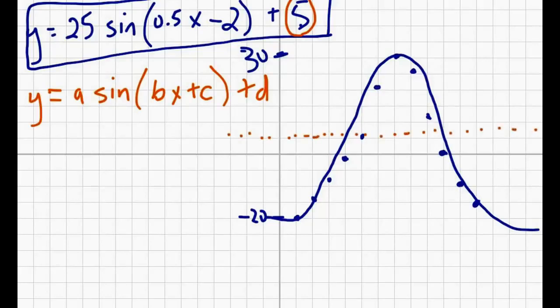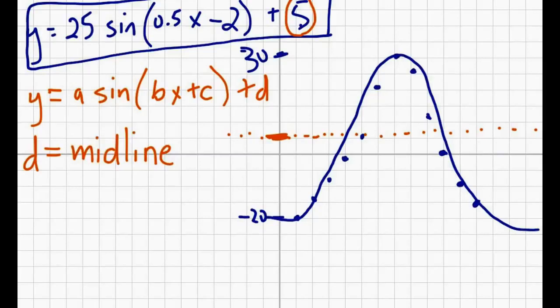So if you actually look on the graph and see where the plus 5 is, if we draw our line at plus 5, that looks like it's the midline. It's what's cutting that graph in half between minus 20 and 30. If we divide those in two, at plus 5 is halfway in between, so that would be our midline. So in our equation, d is the midline. Okay, so that's an easy one. Whatever that last number is, that's going to be the middle of the graph.